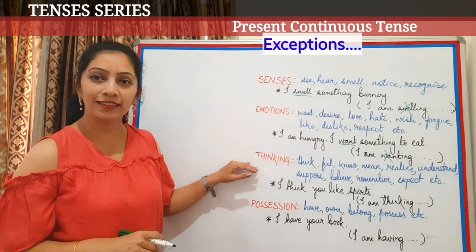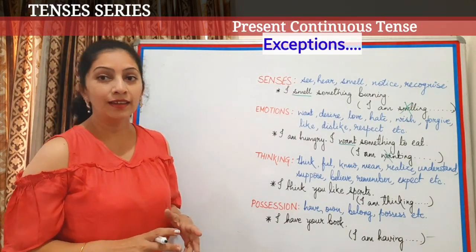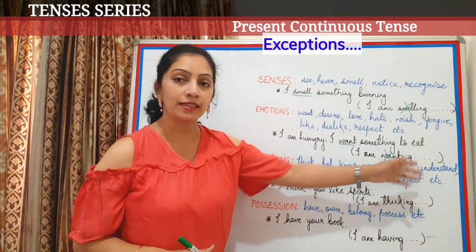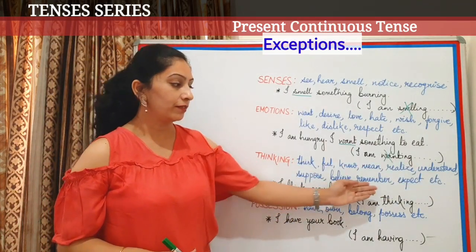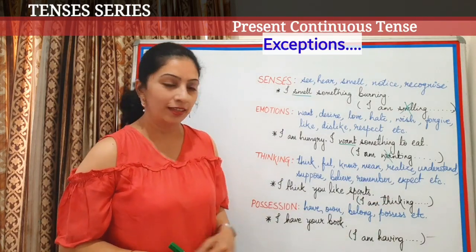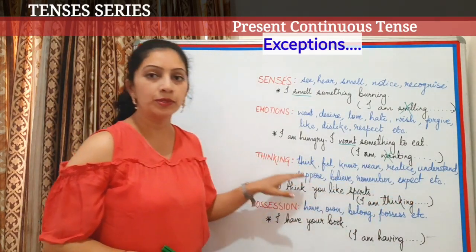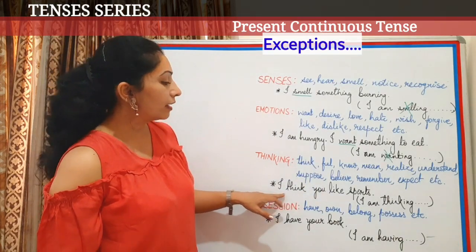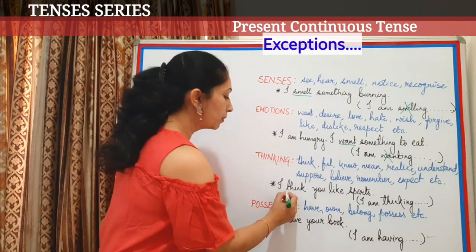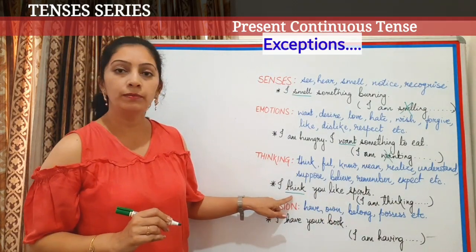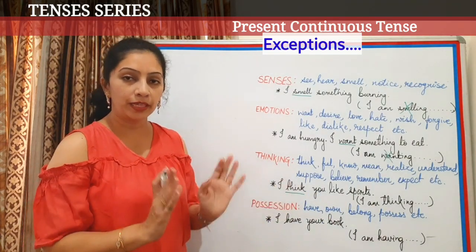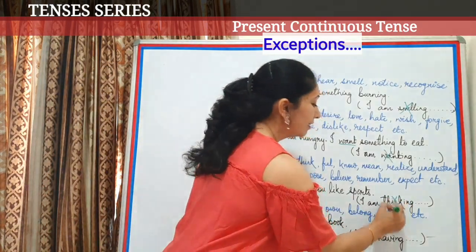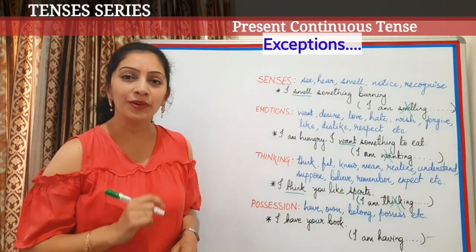Come to the next category, thinking. Here we have verbs like think, feel, know, mean, realize, understand, suppose, believe, remember, expect, etc. Now again, this set of verbs will also not have ing with it. For example, I think you like sports. So I can use the word think here in its base form. But if I use it like I am thinking, then it is totally wrong.